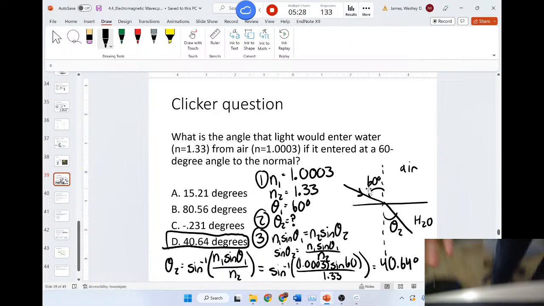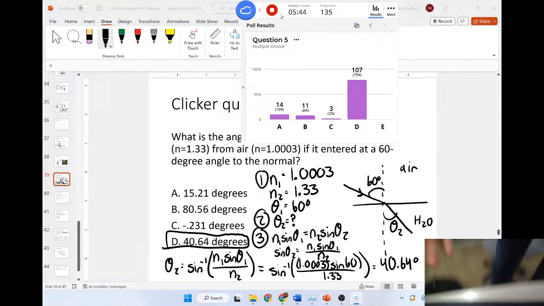When you're going from a less dense medium, a small n to a big N, your angle gets smaller. If you go from a big N to a small n, your angle gets bigger. So, small to big, gets smaller. Big to small, gets bigger. There you go. Great. Good job, everyone.